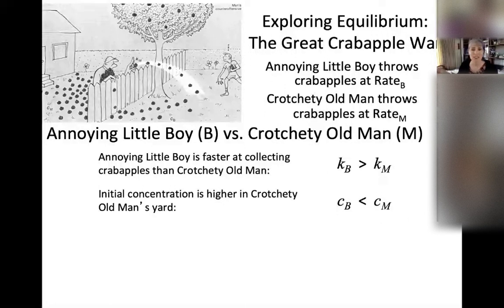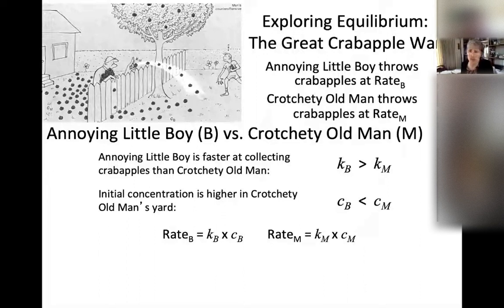But he doesn't have as many apples over there, so he has to run farther to get them. And so when they reach the equilibrium amount of apples, assuming nobody tires out, we're going to see that the old man's yard ends up with more apples in it typically. And the C's on this page are the concentrations. So usually molarities, but could be pressures, could be other measures of concentration.